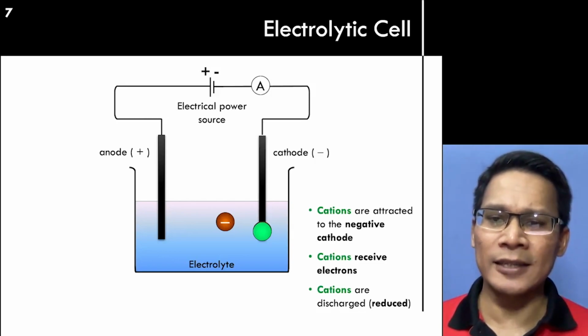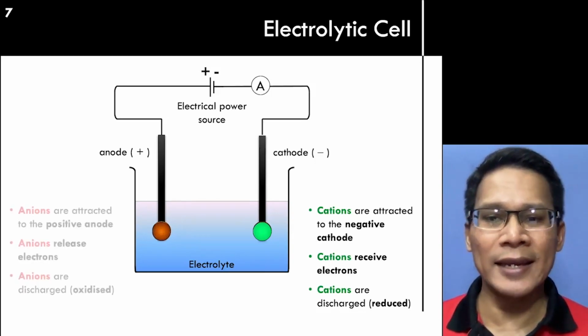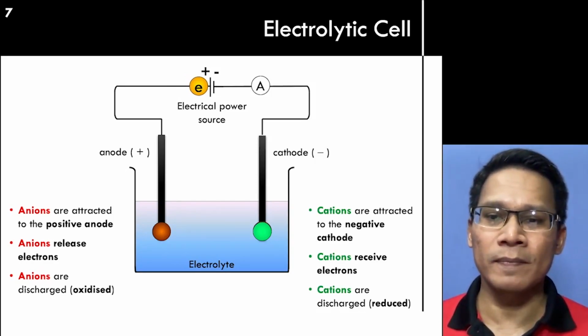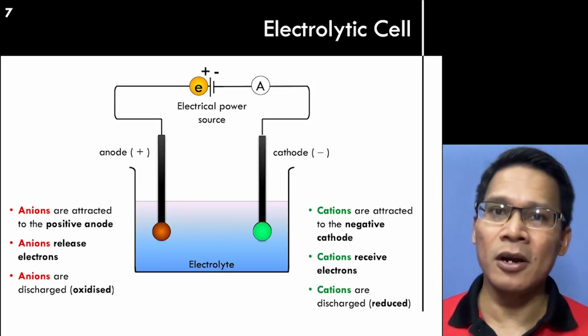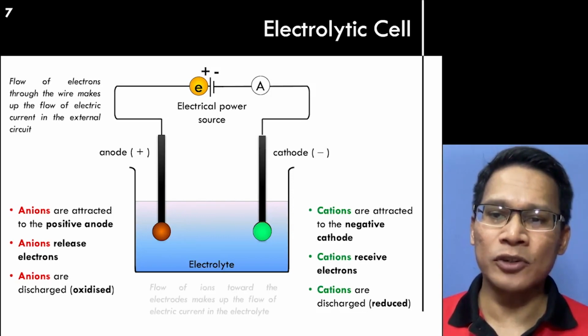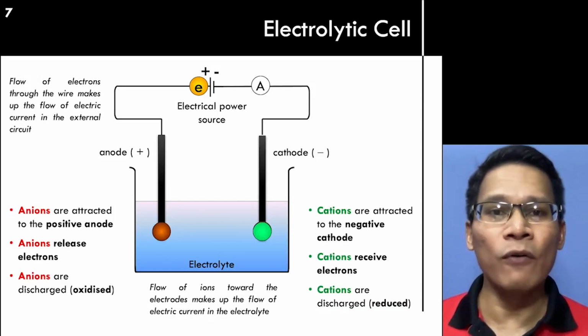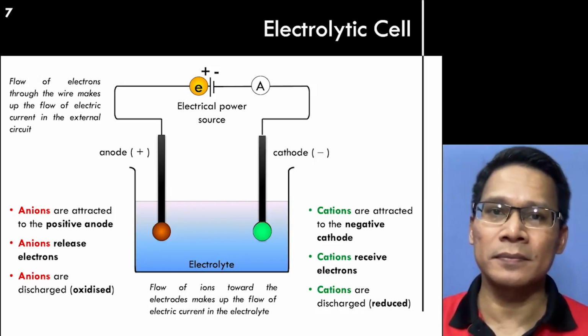The anode, which is connected to the positive terminal of the power source, is positively charged. This attracts negative ions or anions in the electrolyte. At the anode, the anions will be discharged by releasing electrons. The oxidation number of the anion will be increased. Thus, oxidation occurs at the anode. Electrons flow through the wire or external circuit, while free-moving ions move within the electrolyte. This completes the electrical circuit.